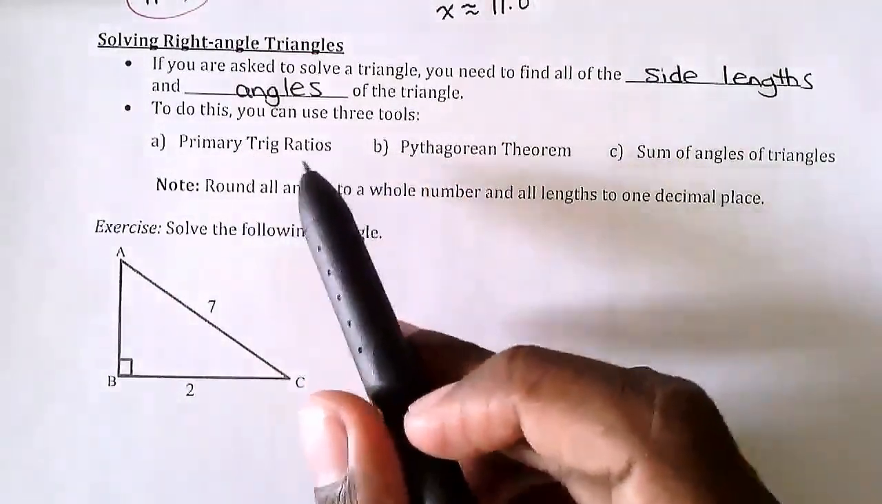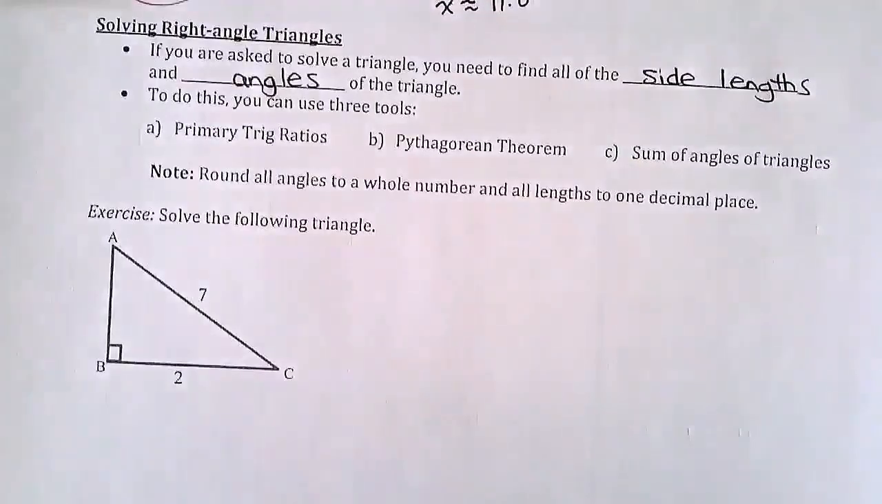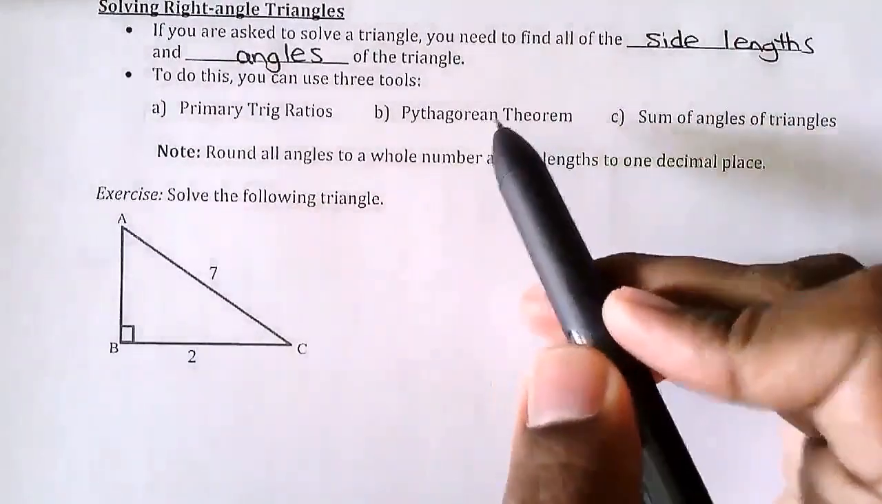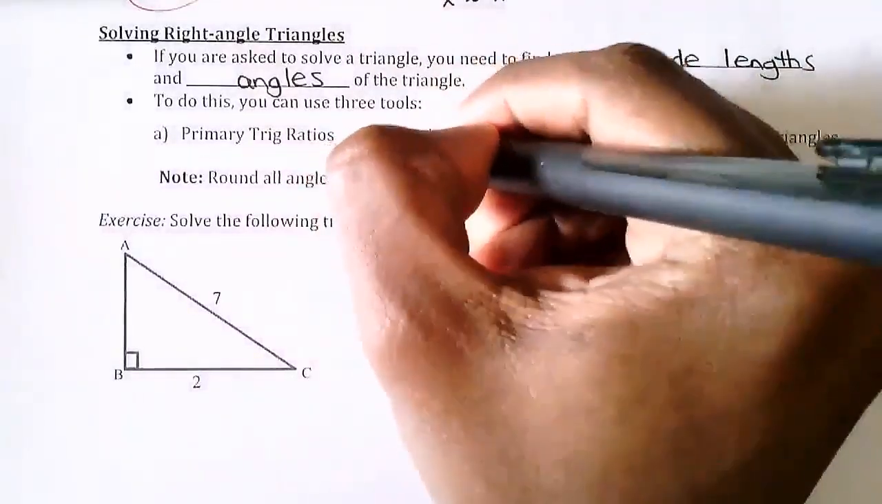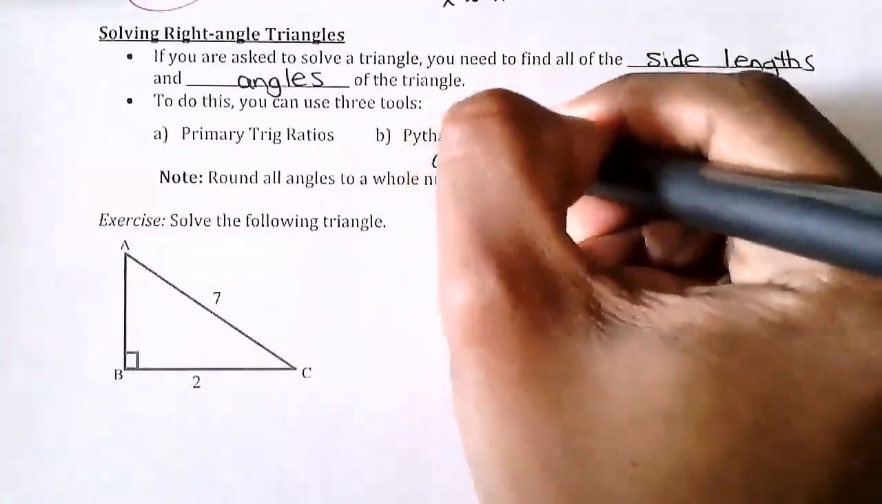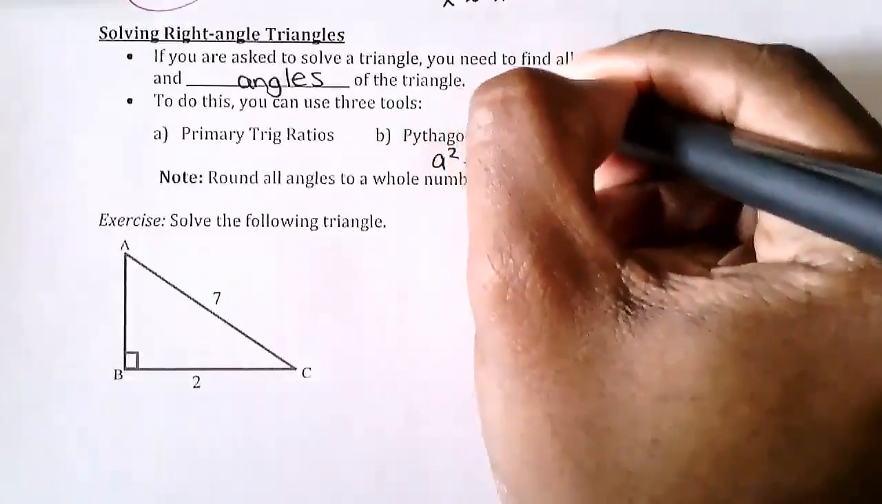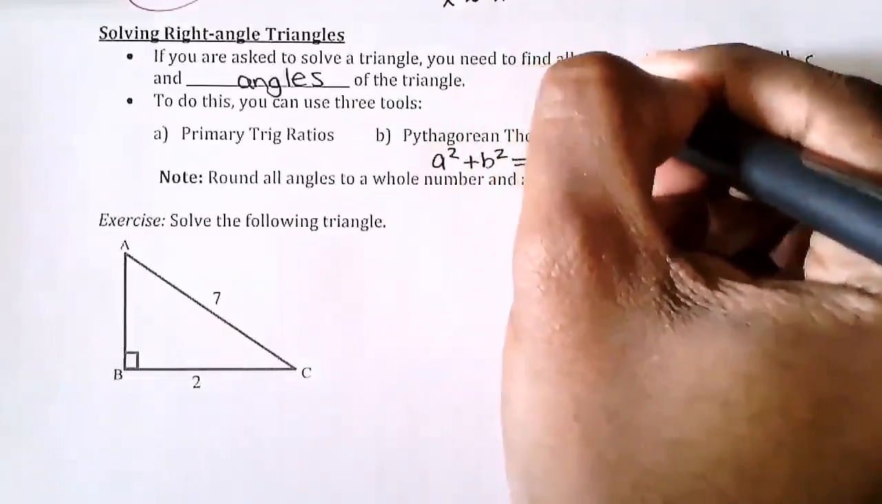The primary trig ratios, so cosine, sine, tangent, which we've been talking about. We have Pythagorean Theorem, which you talked about in grade 9 and 10. So remember, that's a squared plus b squared is equal to c squared, where c represents the hypotenuse.